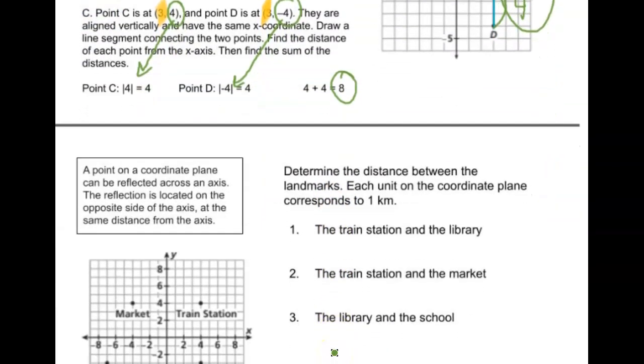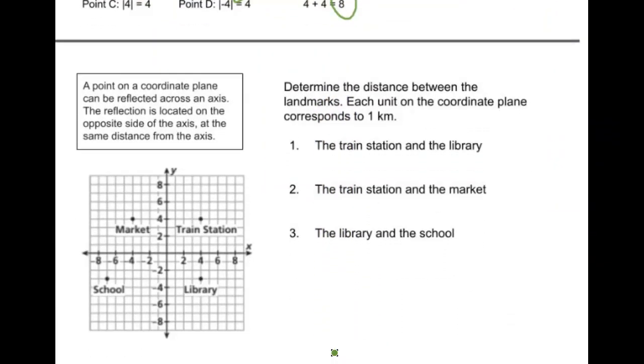Let's take a look down here and we're going to try it ourselves this time. A point on a coordinate plane can be reflected across an axis. The reflection is located on the opposite side of the axis at the same distance from the axis. We're going to determine the distance between landmarks on this. Each unit of the coordinate plane corresponds to 1 kilometer.